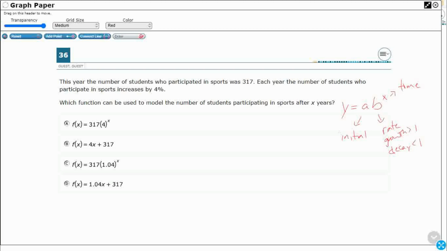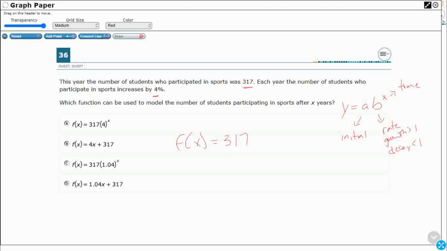This year, the number of students who participated in sports was 317. So we don't have y. We're using f of x. And then that's our initial amount, so that's just our raw number, 317. Each year, the number of students who participated in sports increases by 4%. So there's our growth rate.